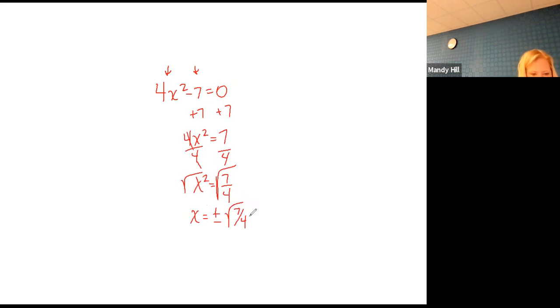And that we know could also be written plus or minus the square root of 7 over the square root of 4, which we know is plus or minus the square root of 7 over 2, because the square root of 4 is just 2. Okay, so we didn't have to use the quadratic formula on that one. And the reason that I didn't use it is because I noticed that there were just 2 terms.